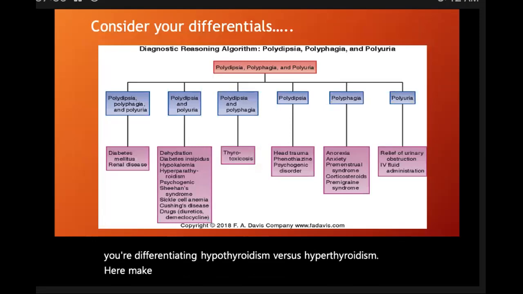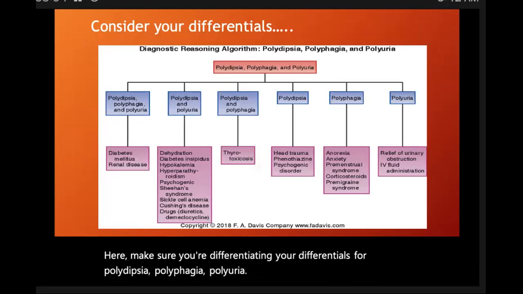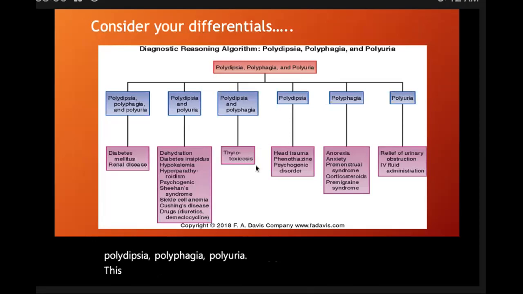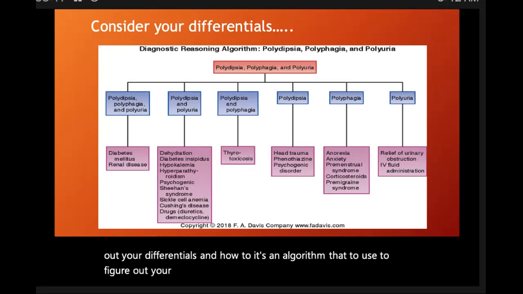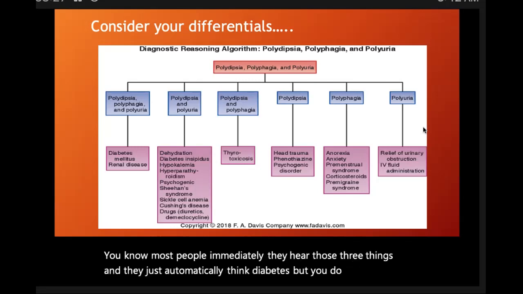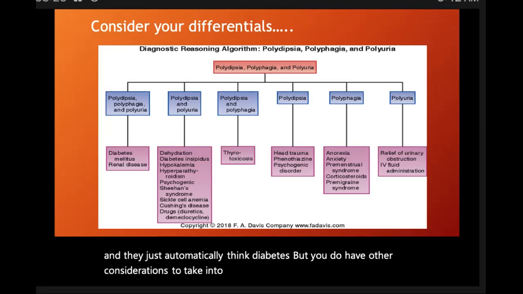Here, make sure you're differentiating your differentials for polydipsia, polyphagia, and polyuria. This is a great tool. It's right from your textbook in terms of figuring out your differentials, and it's an algorithm to use to figure out your differentials between the polydipsia, polyphagia, and polyuria. Most people immediately hear those 3 things and automatically think diabetes, but you do have other considerations to take into effect. For instance, polydipsia with head trauma, or polyphagia with anorexia. Okay, things to consider.